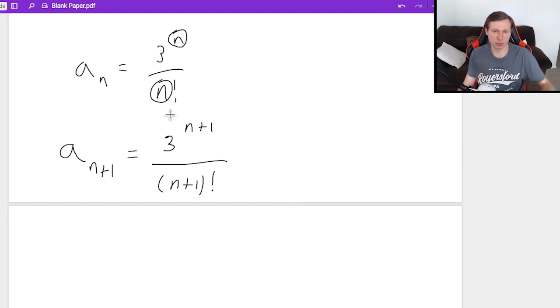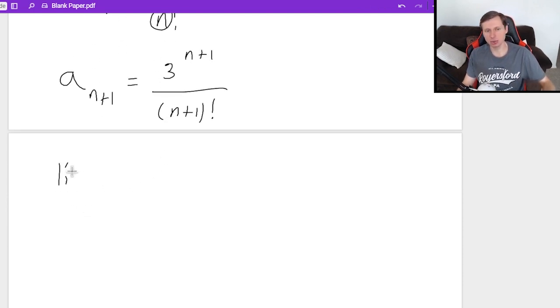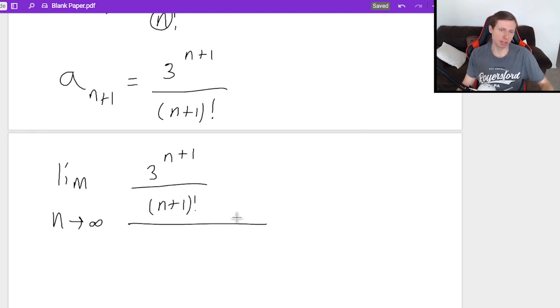Now what we're going to do is divide these two things. Limit as n goes to infinity. I know there's supposed to be absolute value, but there's nothing negative here, so I'm just going to ignore that for right now. 3 to the n plus 1 over quantity n plus 1 factorial. That's my a sub n plus 1. And then divided by a sub n, the original, which is 3 to the n over n factorial.